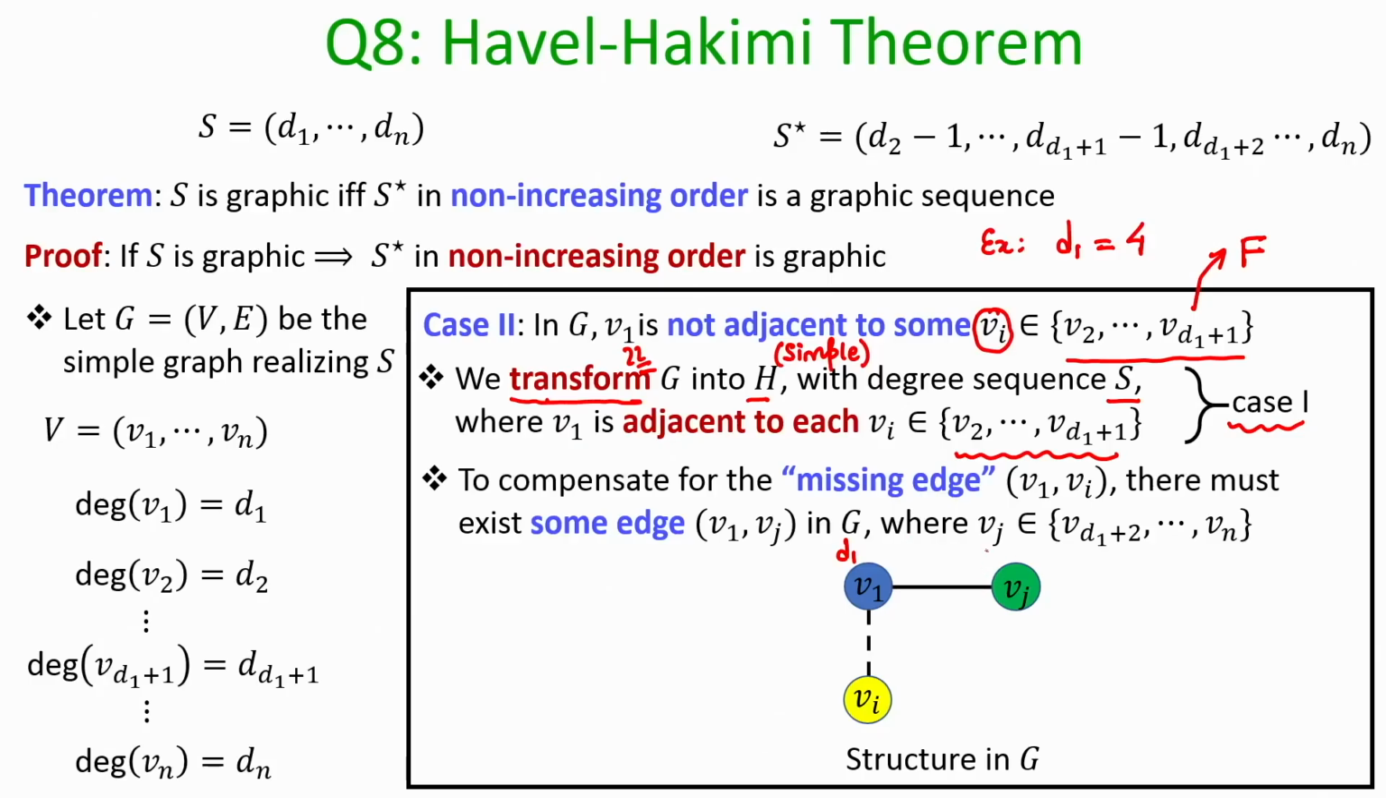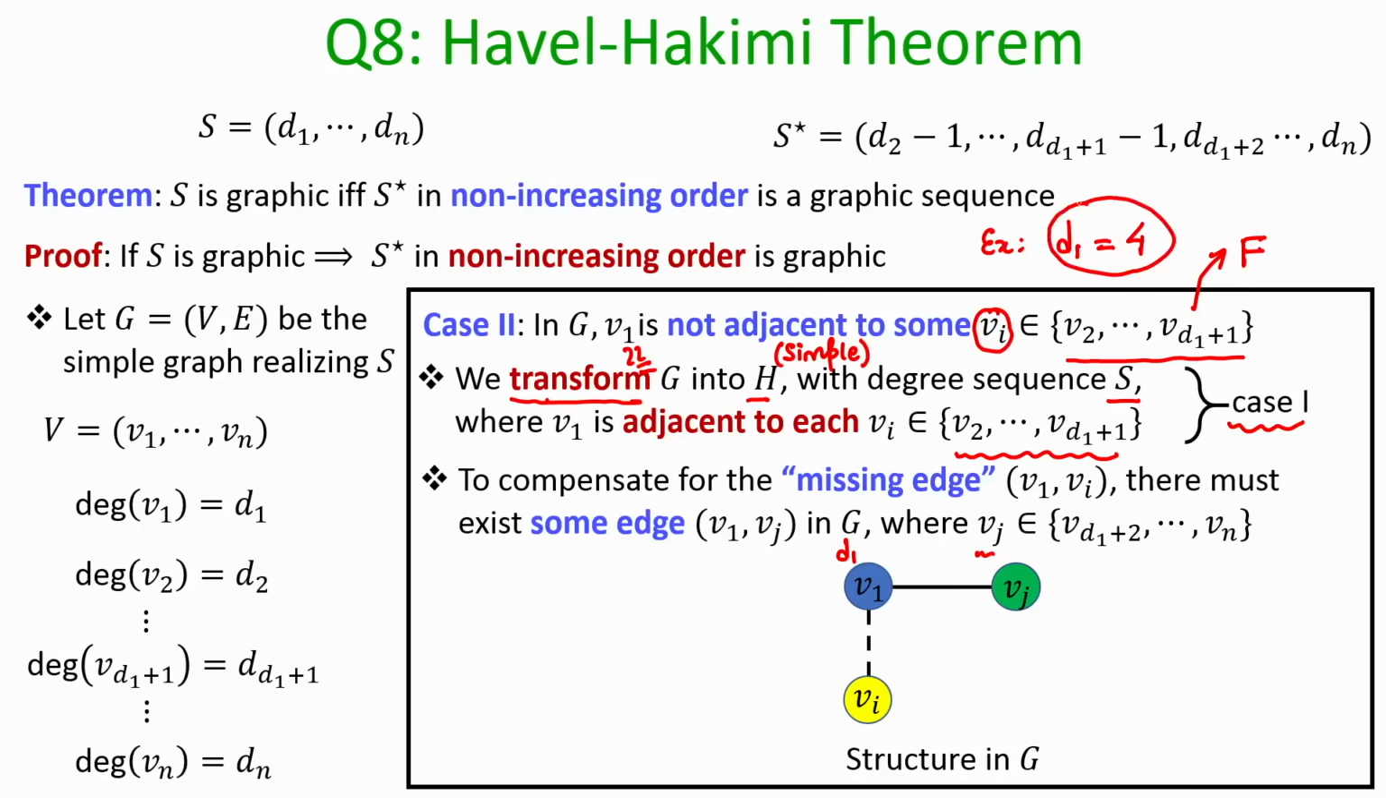to compensate for this missing edge, namely to ensure that the vertex V 1 has the degree d 1, there must be some outside vertex. And what do I mean by outside vertex? That vertex is not in the set F, but in the remaining n minus d 1 vertices. It is not among the first d 1 vertices. So, this vertex V j is the outside vertex, and there must be an edge between V 1 and V j, because we have to take care of the fact that the degree of V 1 is d 1.